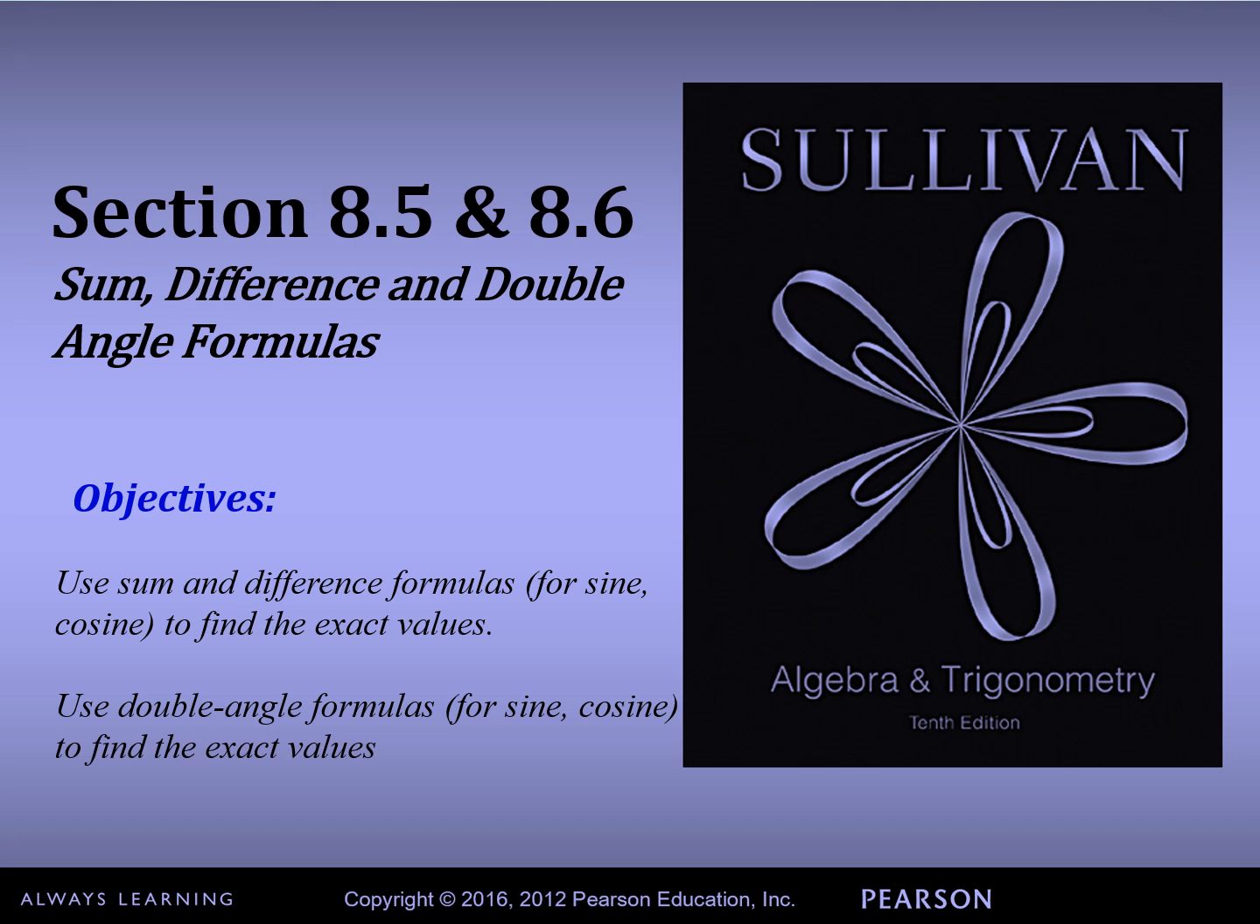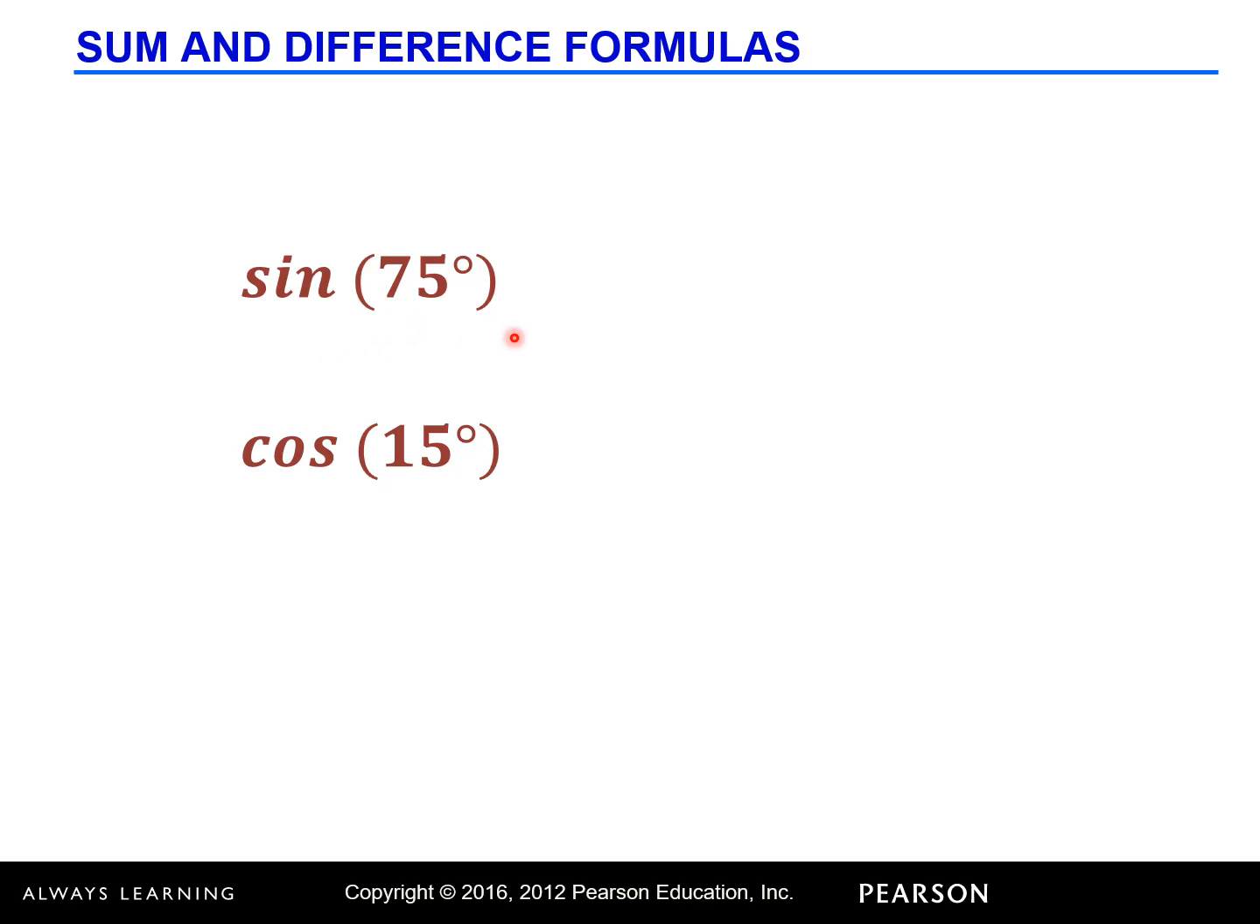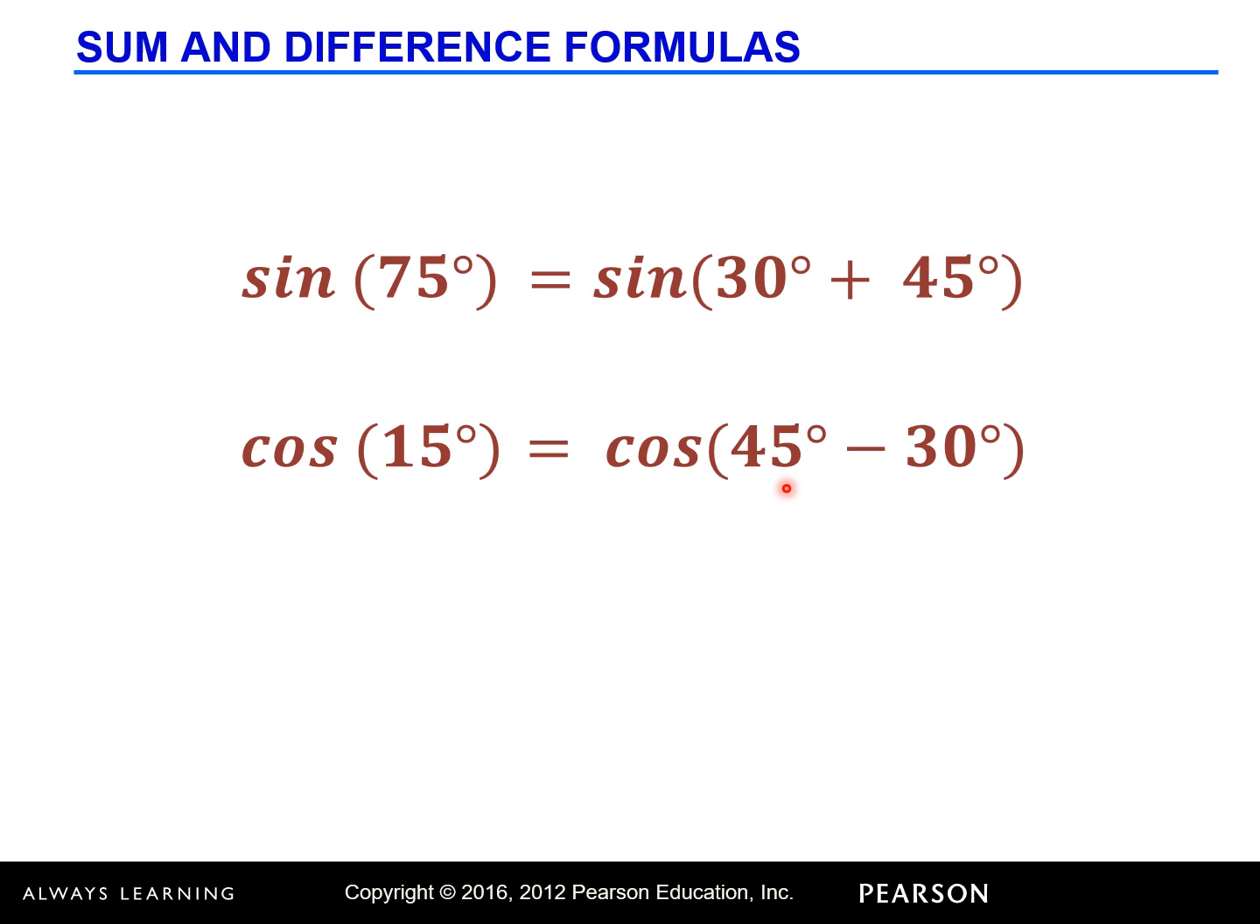In this video, we will explore the sum, difference, and double angle formulas or identities. Have you ever wondered how we can find the exact value of sine 75 degrees or cosine 15 degrees without using a calculator? These sum and difference formulas or identities are the key, because sine 75 degrees can be written as sine of 30 degrees plus 45 degrees, and cosine 15 degrees can be written as cosine of 45 degrees minus 30 degrees. And as we know, these 30 and 45 degrees are special angles.